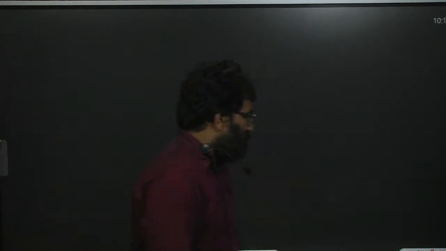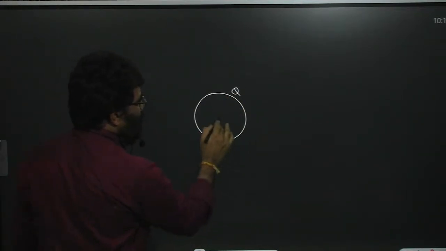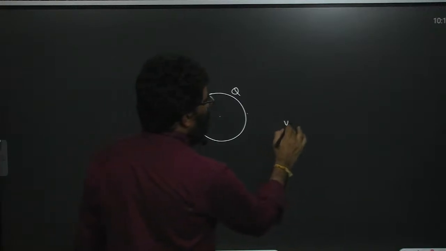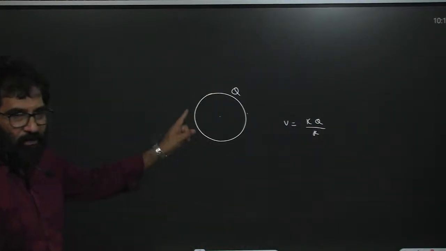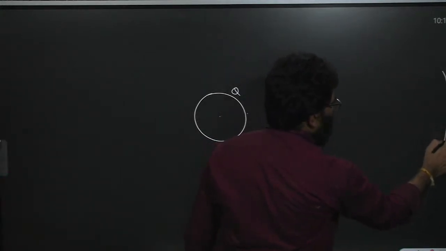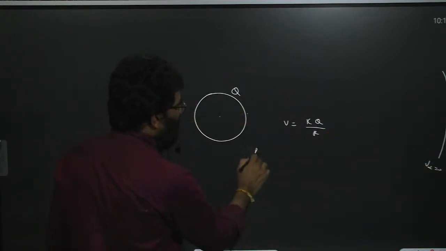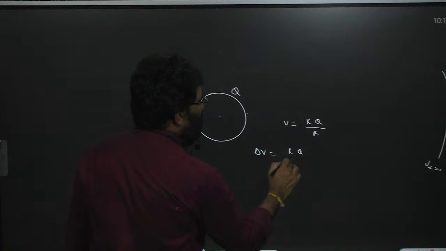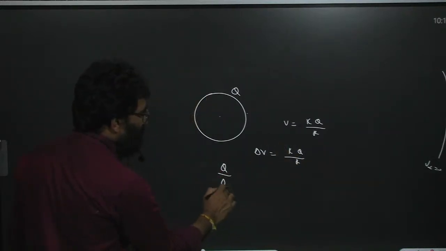Now take a spherical conductor. The charge given is Q. The potential on the surface is V equal to K Q by R. Already I told you, V is equal to K Q by R. At infinity, we consider one more conductor grounded, so the potential at infinity will be 0. The potential difference between them is delta V equal to K Q by R.